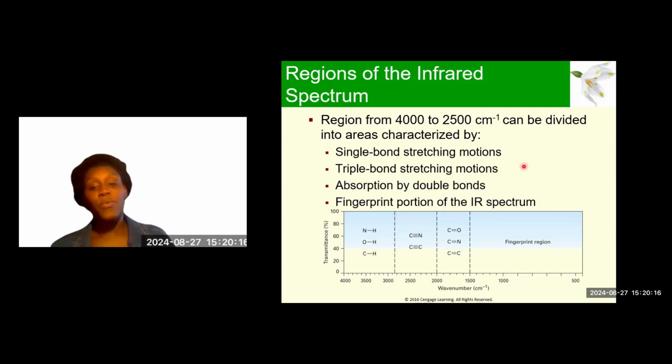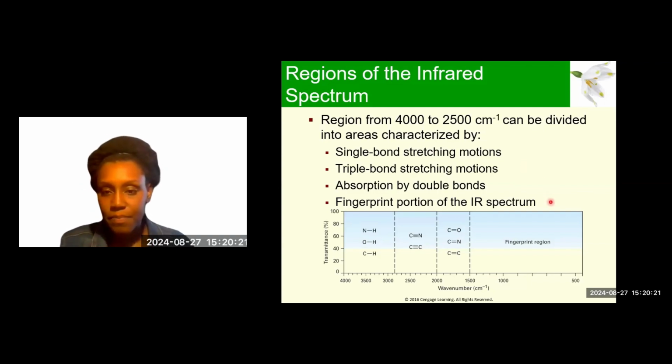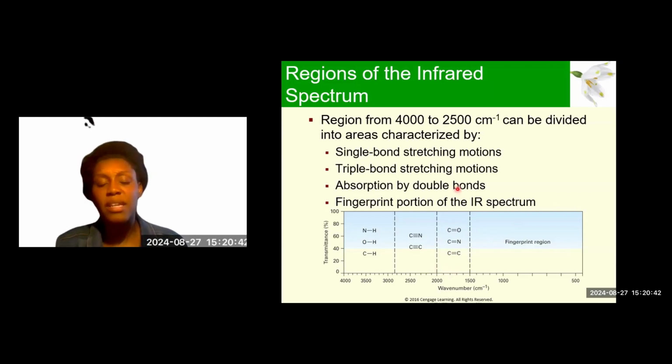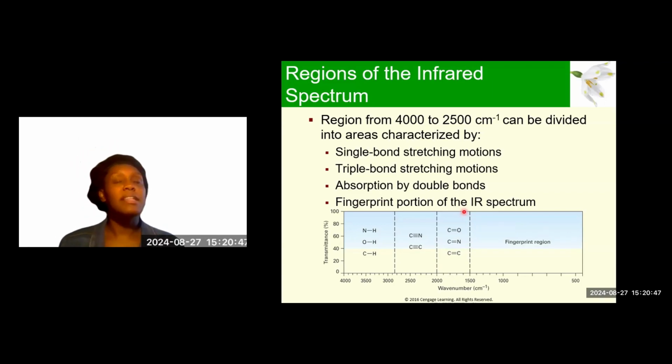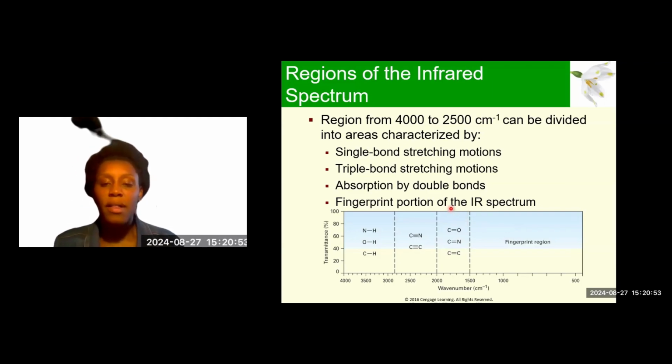So now we're going to look at the actual different regions. If you remember, we talked about the fingerprint region, which is about 1,500 to around 400 or so. Now the region from 400 to about 2,500 centimeters, it really should be 1,500 centimeters. I need to fix that typo on there. You're going to see that it can be broken up. So how can we do this?